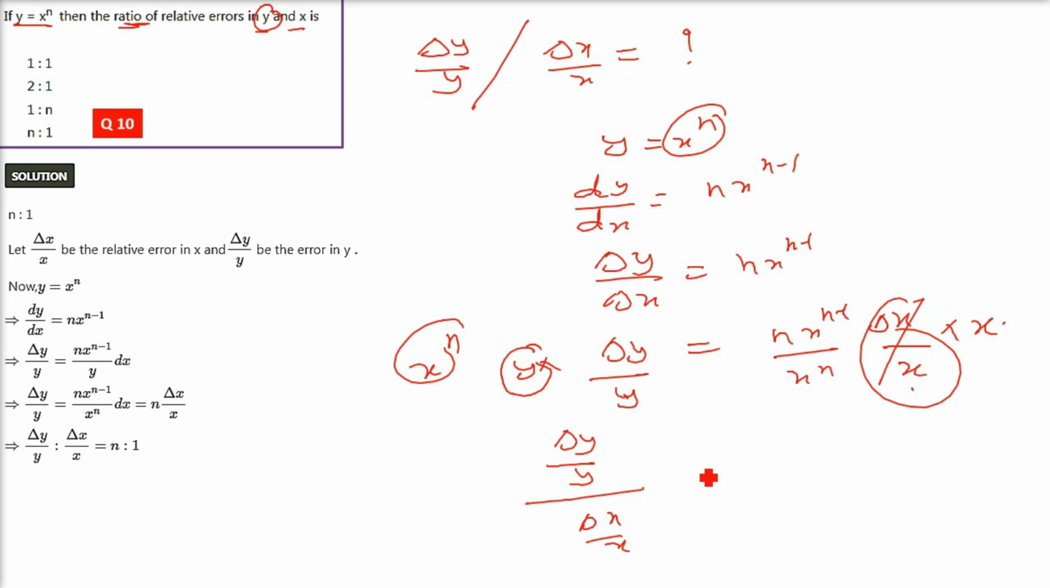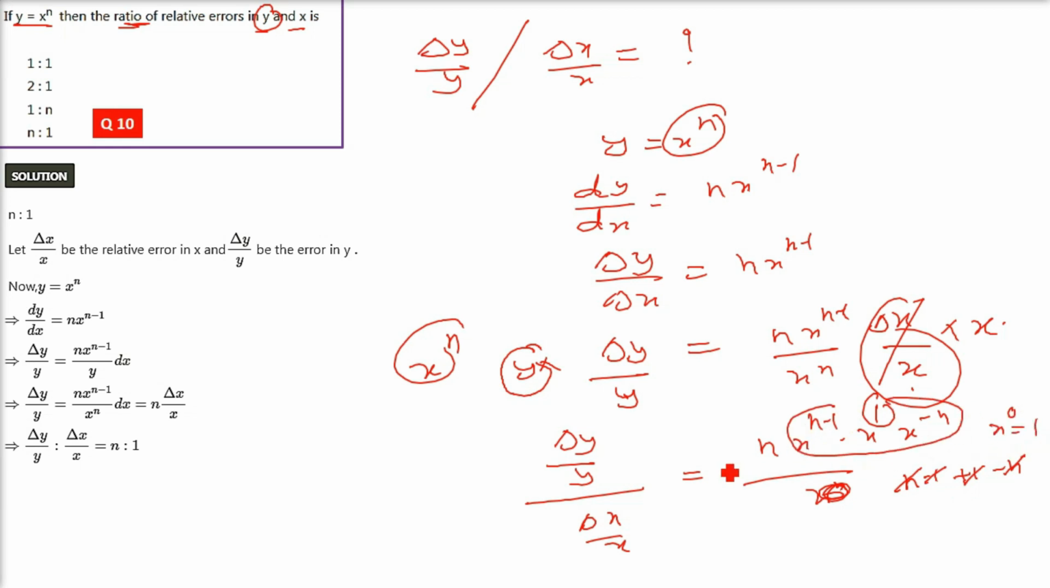So x to the power n goes into the denominator, and we have x to the power n minus 1 into x divided by x to the power n. Now this x to the power n, when it goes up, will be x to the power negative n. Now the powers will be added, n minus 1 plus 1 minus n. What do you get? This gets cancelled, this also gets cancelled, you get a 0. x to the power 0, anything to the power 0 is 1. So you are only left with n.